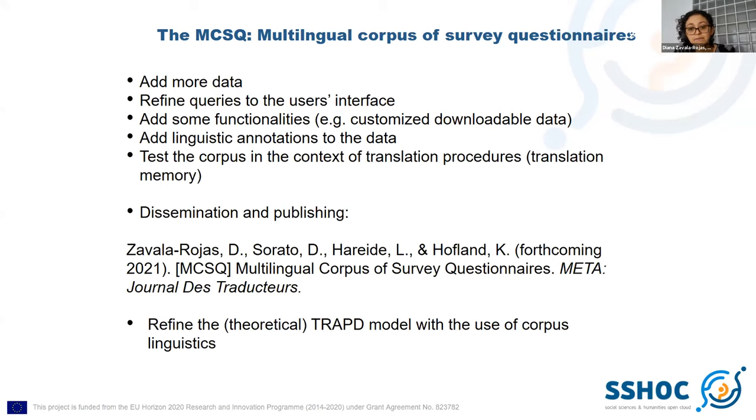And our paper is under review in the Meta Journal des traducteurs, where we try to showcase how to use corpus linguistics to refine the theoretical TRAPD model. This is the translation, review, adjudication, pretesting, and documentation model from Harkness in 2003. That is the gold standard for translation in survey research. So we aim to refine this method a little bit with the use of corpus linguistics.